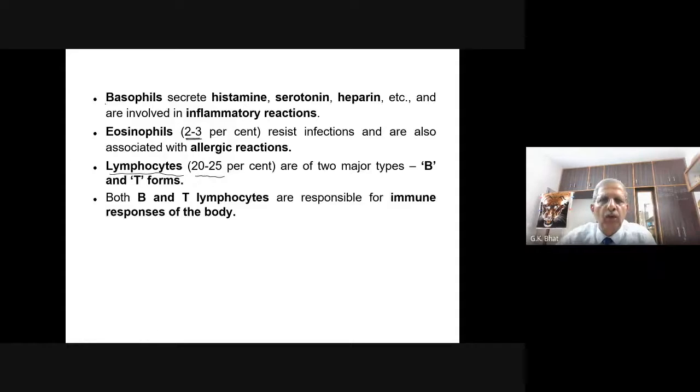Histamine, vasodilator. Vaso refers to blood vessel. Vasodilator. Serotonin, vasoconstrictor. And heparin is anticoagulant. All these are secreted by basophils.